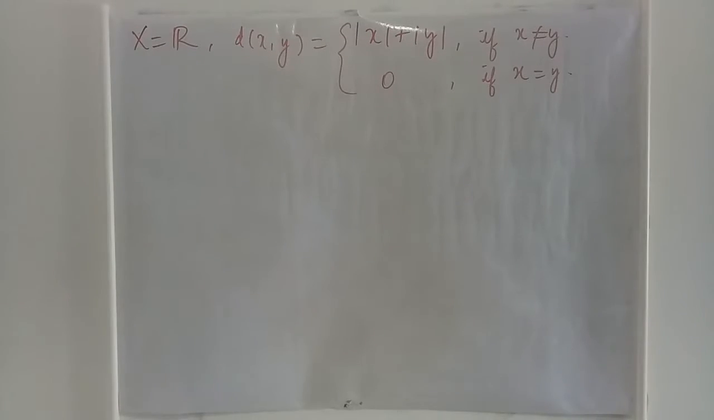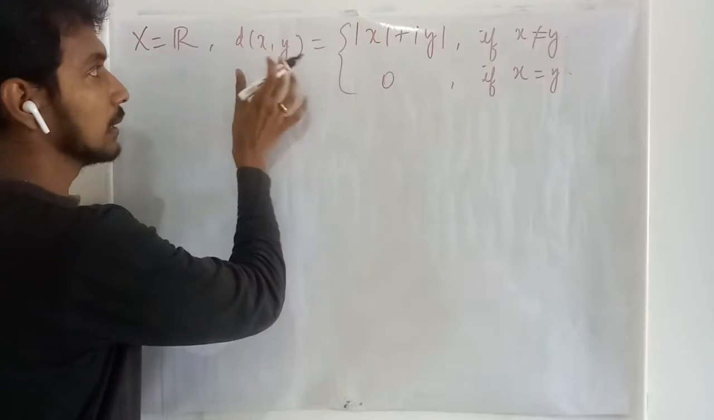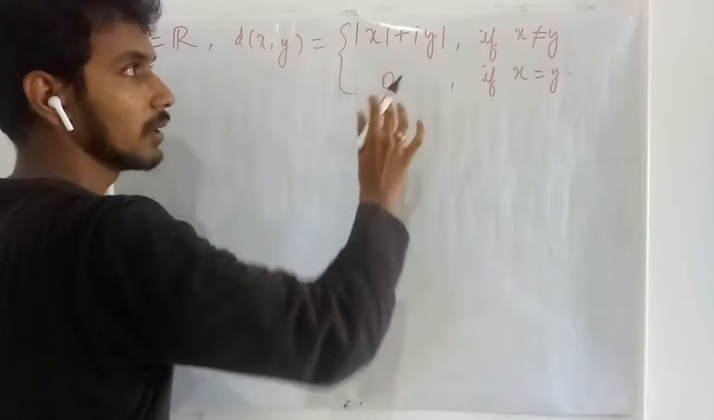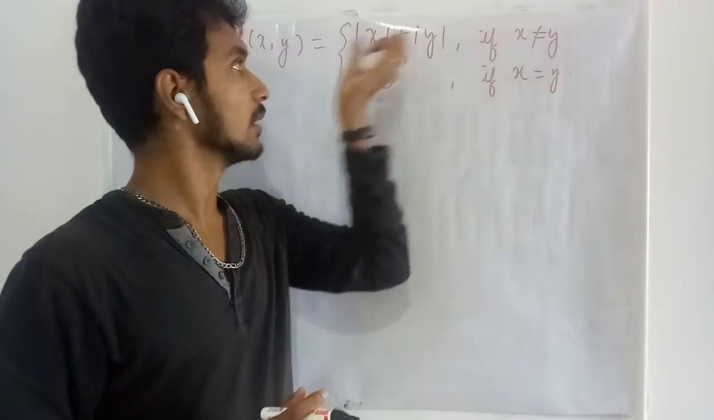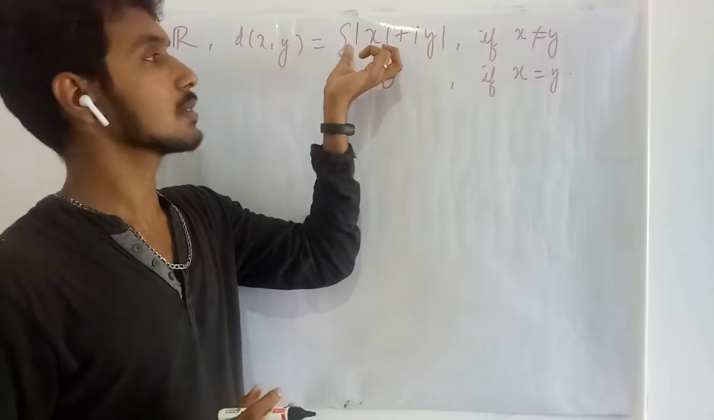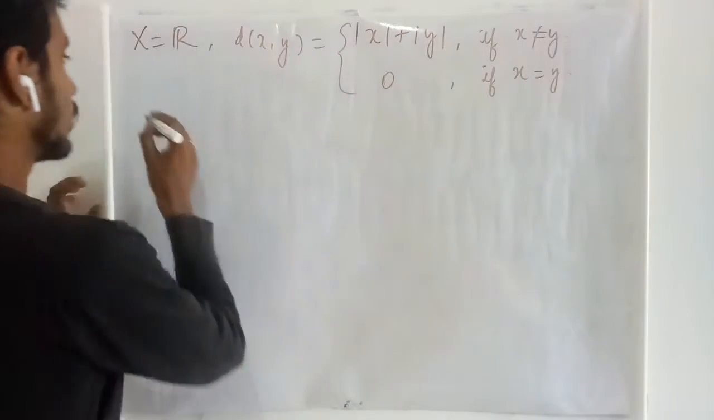Next, we are going to see a special type of metric on the set of real numbers. Here, the metric is defined to be in this form. If the numbers are different, then the metric is defined to be the sum of absolute values of the numbers. And if they are the same, it is defined to be 0.